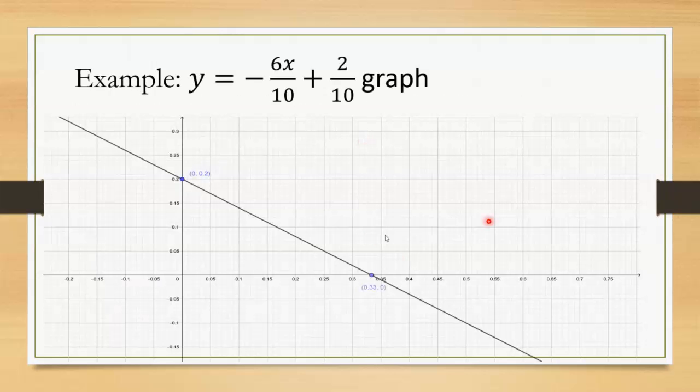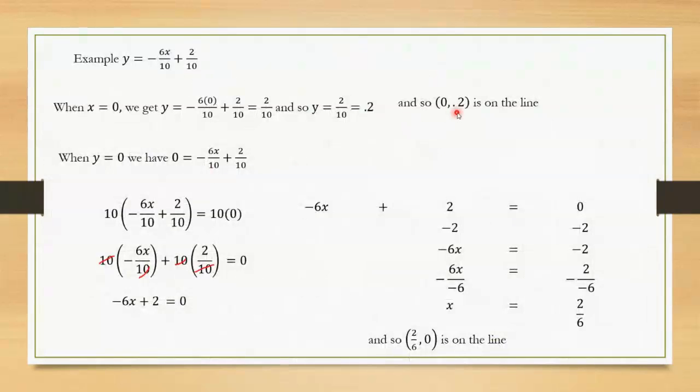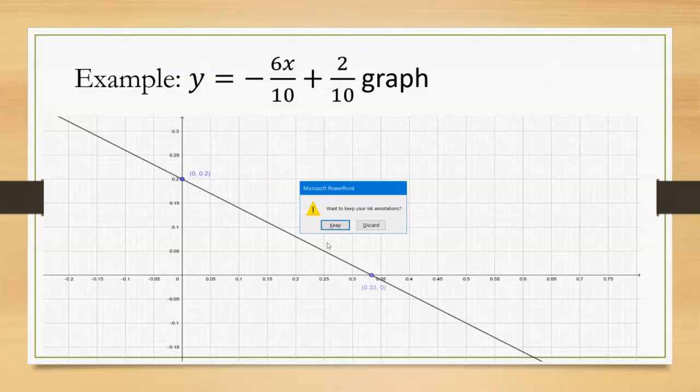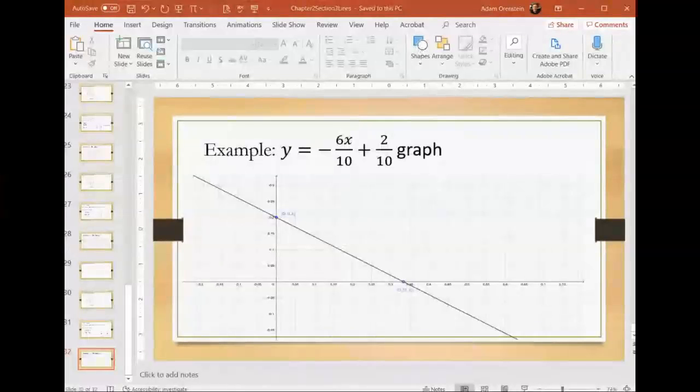So we have this. This was the first point, right? This was when x is 0, y is this, 2 over 10, which is 0.2. This is the other point. So we have this line, as you can see. Good. All right, that's cool. Okay, that was fun. Let me discard those. All right, so are there any questions about that?